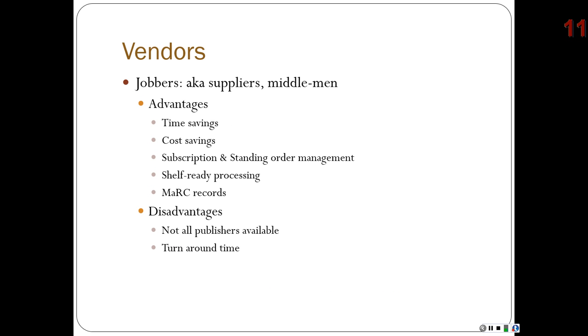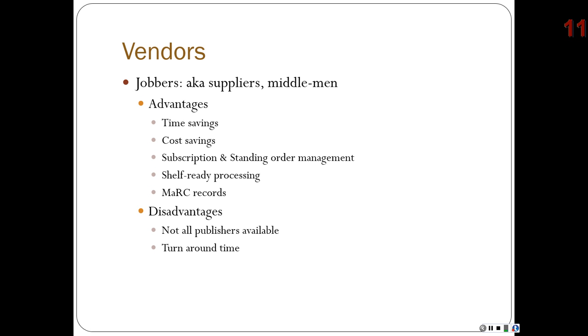The vendor used by most libraries to purchase most of their resources are called jobbers. Jobbers are middlemen who are contracted to monitor purchases through multiple publishers, ensuring that the resource is received by the library. They purchase resources in bulk, and by doing that from the publisher, they get a discount, and then they can turn around and offer you a discount.